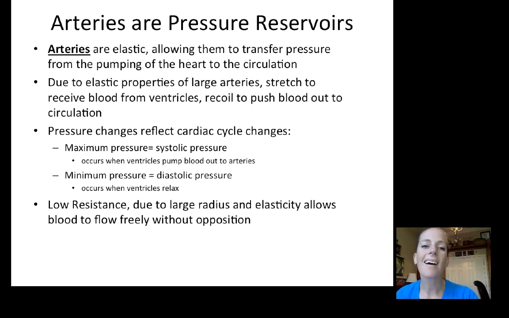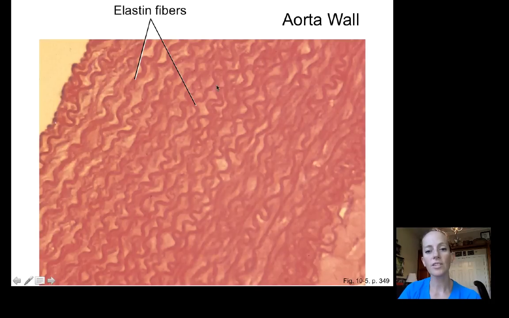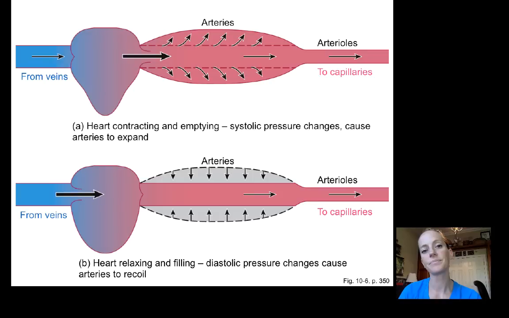So because the arteries are large, they are also very low resistance, meaning that there's not a lot of opposition to the flow. So the arteries are going to be able to faithfully receive and push the blood forward without any opposition to that. So here's just a view of those elastic fibers, and this is the aorta, which is the largest of the arteries. So these are the elastic fibers that are allowing this stretching and recoiling of the aorta.